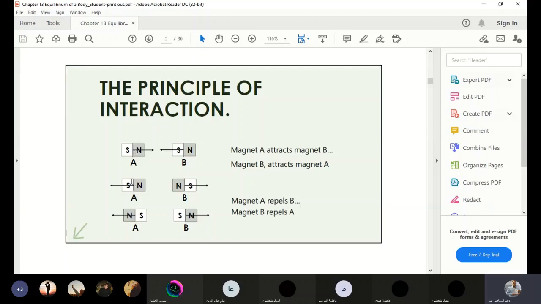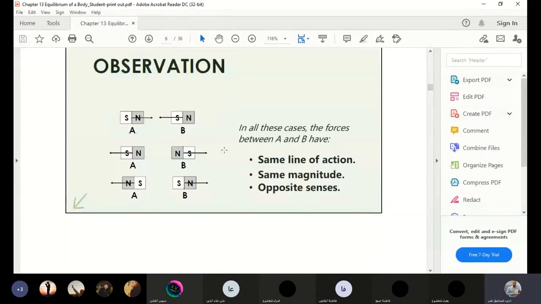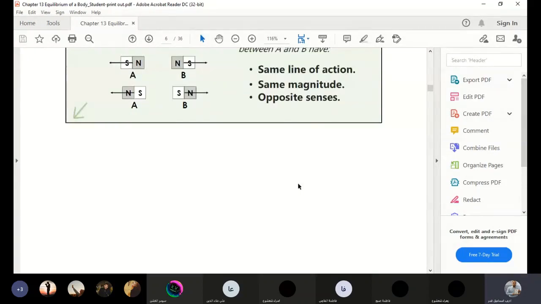Here also we turn the like poles facing each other, so there is interaction and the two magnets repel each other. Magnet A repels B and magnet B repels A. Also, they repel each other by forces of the same magnitude, same line of action, but opposite directions. This is an example of interaction at a distance. In all these cases, the forces between A and B have same line of action, same magnitude, opposite senses. Senses means direction.